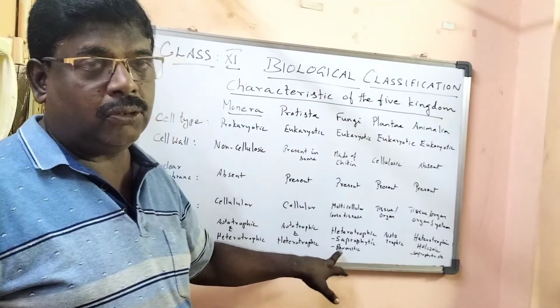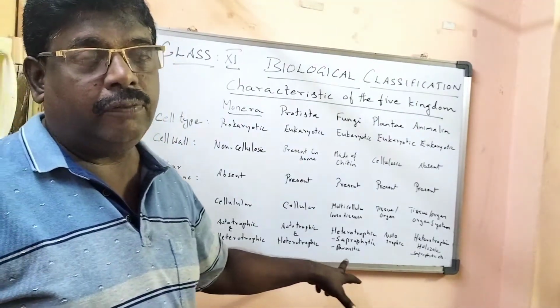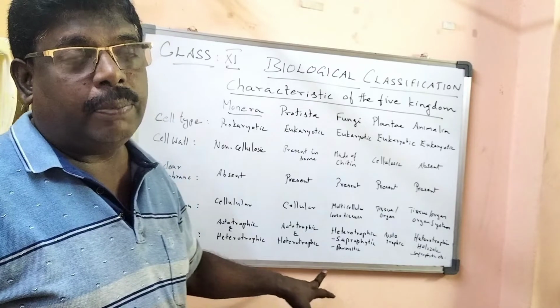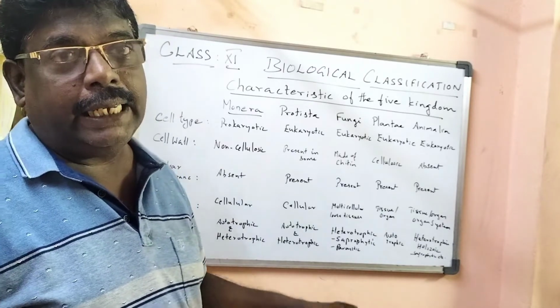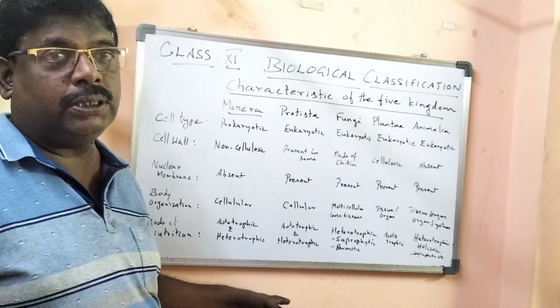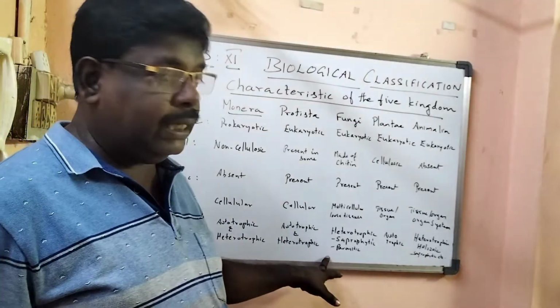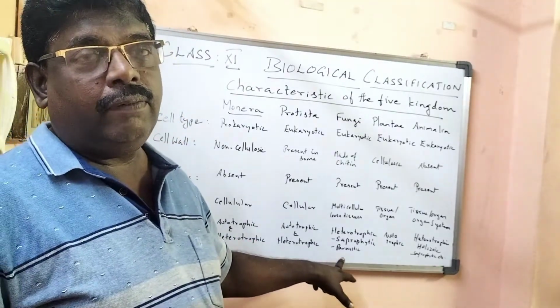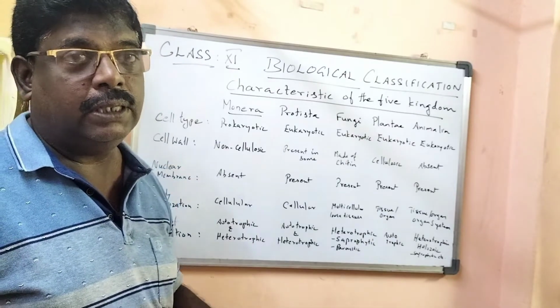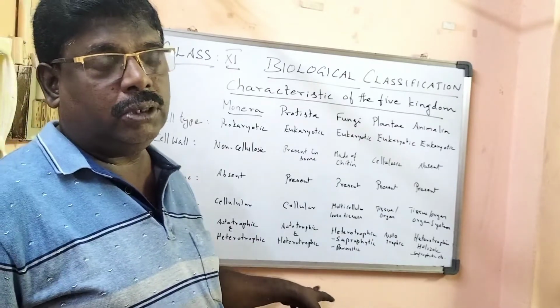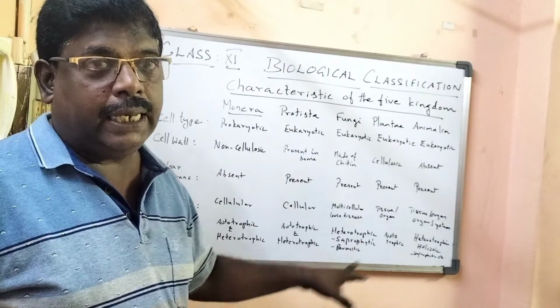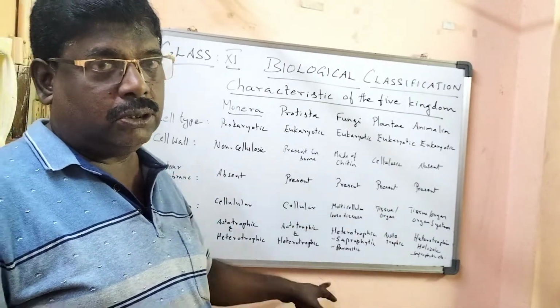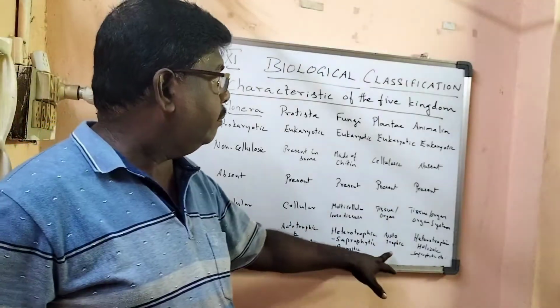Fungi are heterotrophic, but many fungi are saprophytic. Saprophytic means they feed on dead and decayed organisms. They are called decomposers. Some are parasitic. They live in the body of other organisms, the host organism, and are called parasites. They get shelter and food from the host. In such a way it is parasitic.